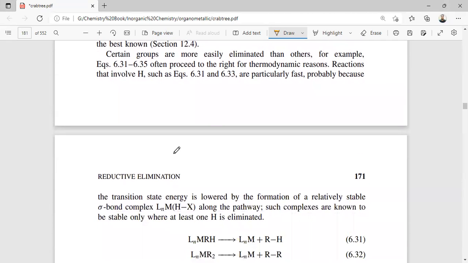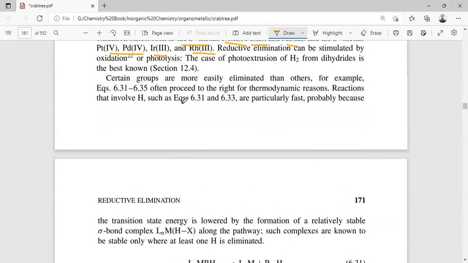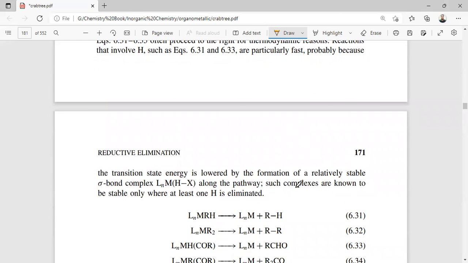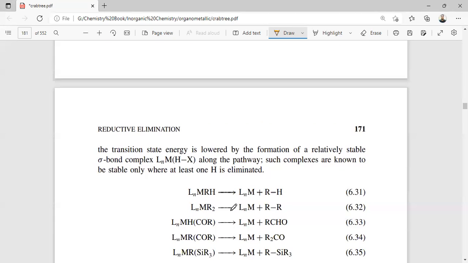For example, it often proceeds through hydrogenation. Reactions that involve H are particularly fast, probably because the transition state energy is lower, and because of the formation of a relatively stable sigma bond complex along the path. Such complexes are known to be stable where at least one H is eliminated.